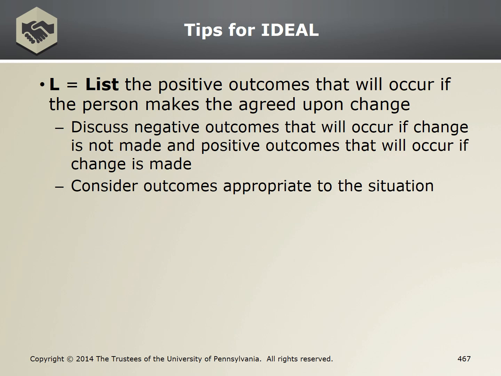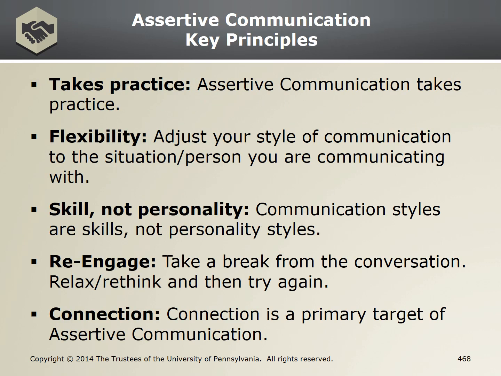We want to list positive outcomes because rewards work better than punishments. So naming a positive outcome is typically more effective than threatening a negative outcome. Assertive communication helps to build the MRT competency of connection. Assertive communication is a skill that takes practice. You can choose to use which style of communication best fits the situation or context.